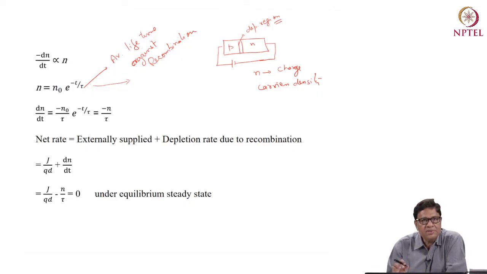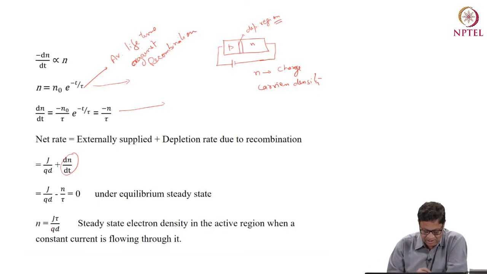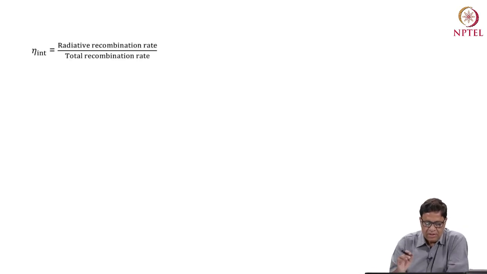So this becomes J by qd plus dN by dt. Under the equilibrium, steady state, this is 0, and I replace dN by dt by minus N by tau using this expression. So this becomes J by qd minus N by tau, and the net rate will be 0 under a steady state. This gives me the steady state electron density in the active region when a constant current is flowing across the device, which is given by N is equal to J tau divided by qd. So that was the N and the current part.